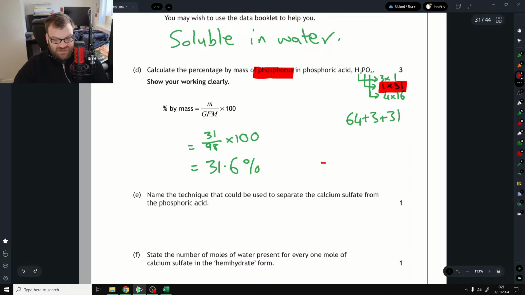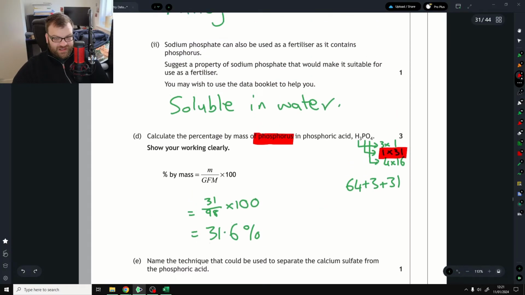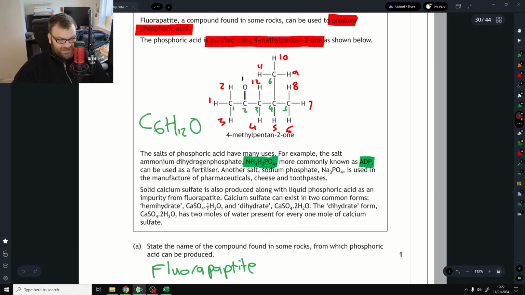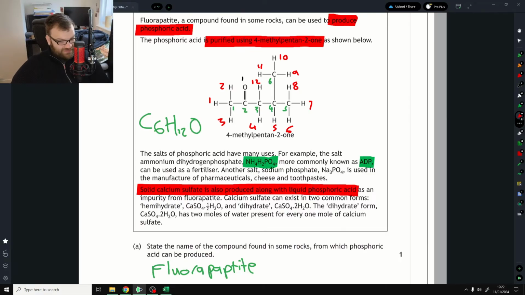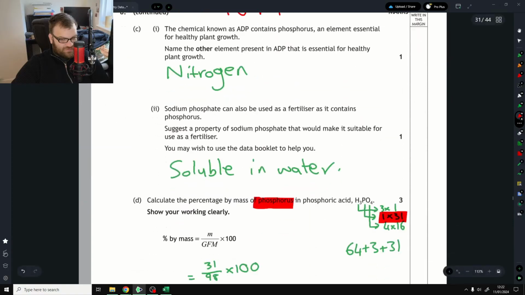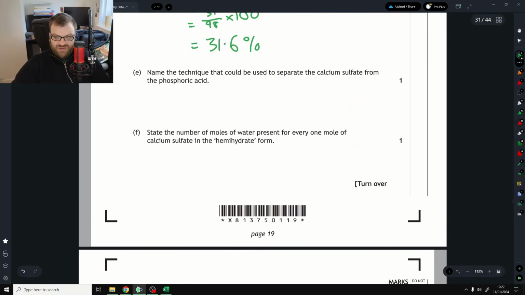Next, we're asked to separate calcium sulfate from phosphoric acid. Up in the paragraph, it tells us that it is a solid produced along with a liquid. If you want to separate a solid from a liquid, filtration, filter paper, and a funnel will be your easiest way of separating them. Filtration.